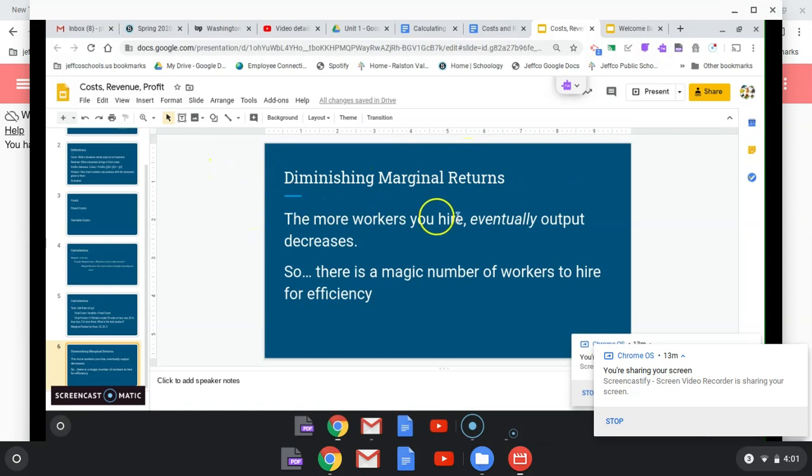All right? So it may change for every company. And usually when we practice this in class, it's like 6 or 7 based upon the group. But every company changes. Subway could have one number, McDonald's could have another number. But there is a certain point at which, when you hire too many workers, output actually decreases and becomes inefficient. And this is called diminishing marginal returns. Diminishing as in it's decreasing, marginal returns as in you're getting less out of each one that you make.